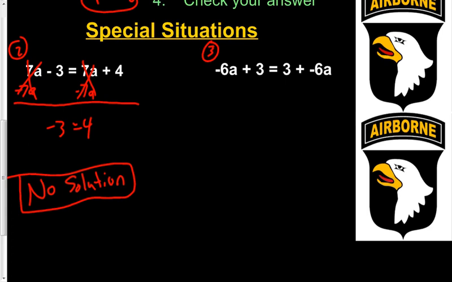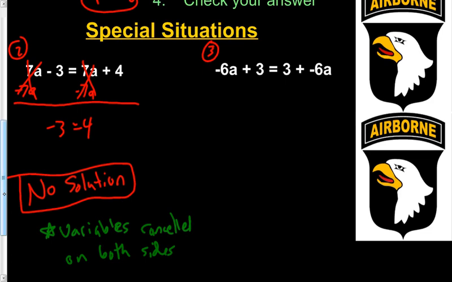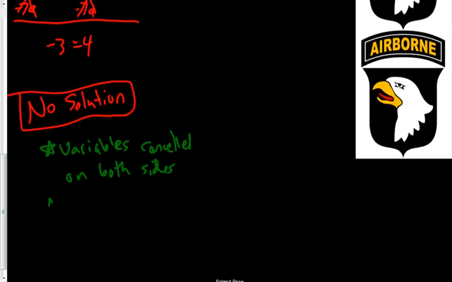And the reason we knew that was two things. Variables canceled out on both sides. So I'm going to write that down. On both sides. And the second thing was that the two sides were not equal.